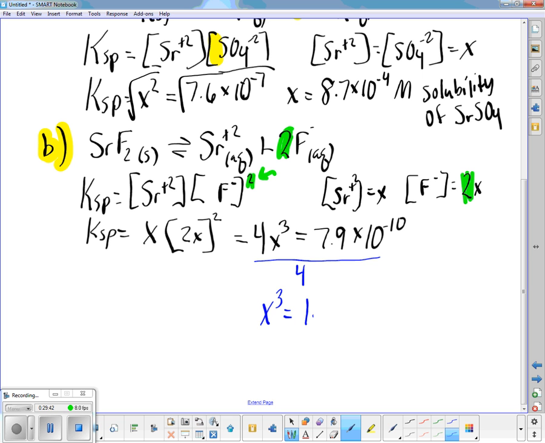Sorry, I missed that. 975 times 10 to the negative 10th. Now I'm going to do a cube root. If you don't know how to do a cube root, you're basically taking this to the 1/3 power. I'm taking this to the 1/3 power. Okay? So when we get x, all I have to do is take that number that I had and put it to the exponent of 1 divided by 3. What do we get?